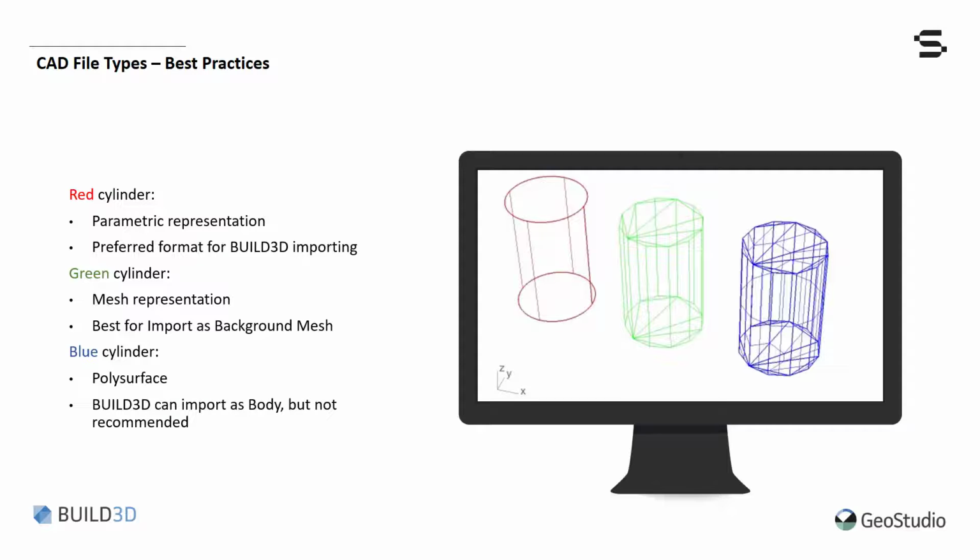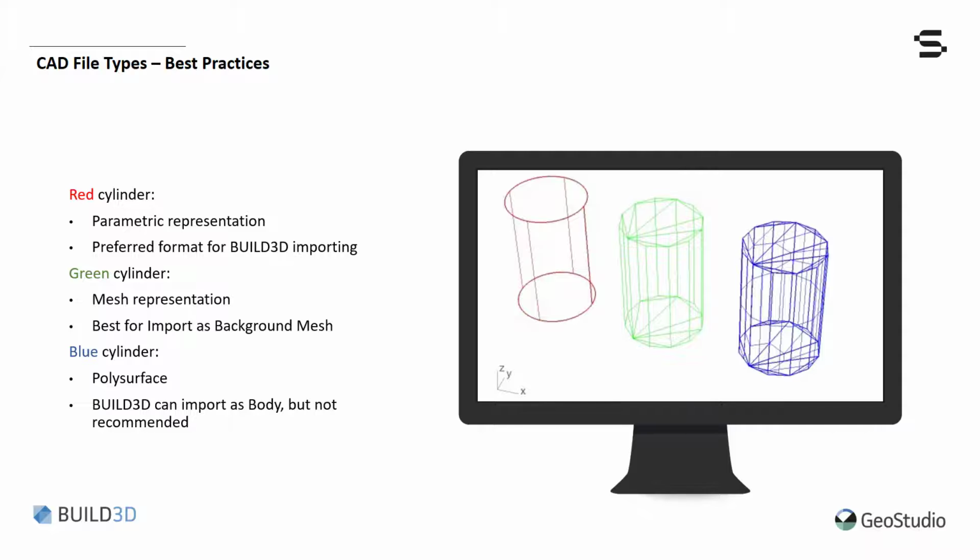The blue cylinder is a polysurface. A polysurface is a faceted NURBS structure. Build 3D will read this representation, with each mesh face read as a separate surface. With this format, you are able to use the geometric operations, but it is not a preferred representation.